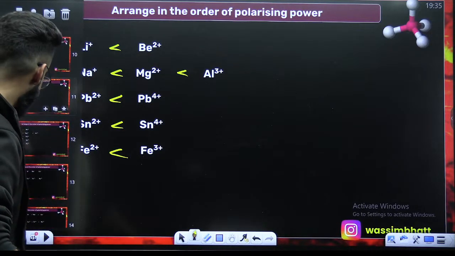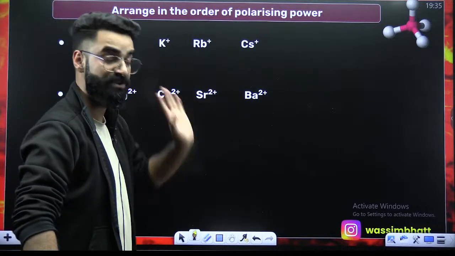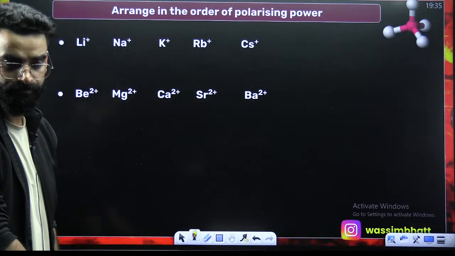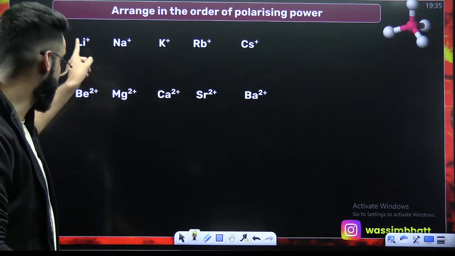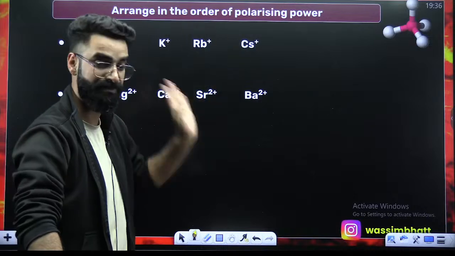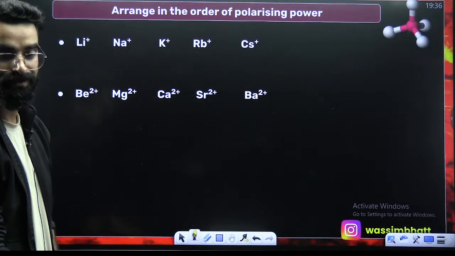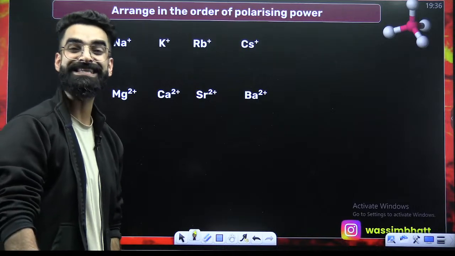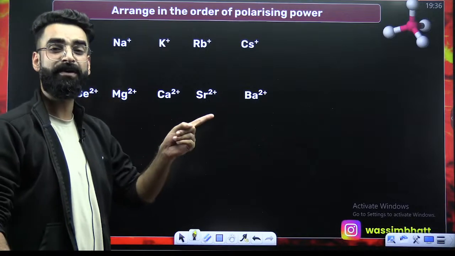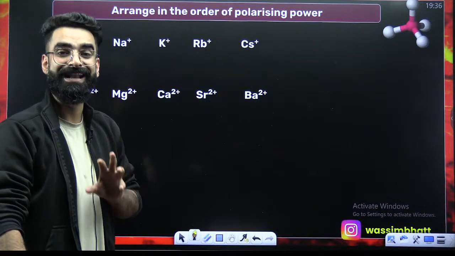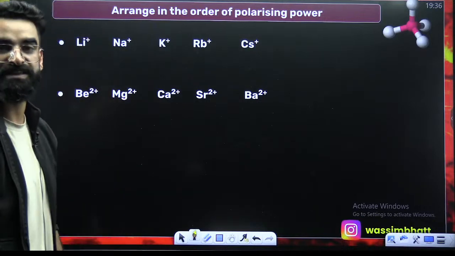Perfect. I believe this is clear. Now tell me one thing. Among these cations, which one has got more polarizing power? First of all, the charge on each cation is same. The magnitude of charge is same. If the magnitude of charge is same, then you'll be deciding on the basis of size. You know, polarizing power of cation is inversely proportional to size. Lesser the size of cation, more will be the polarizing power of cation.